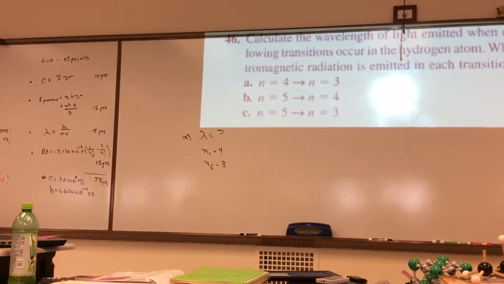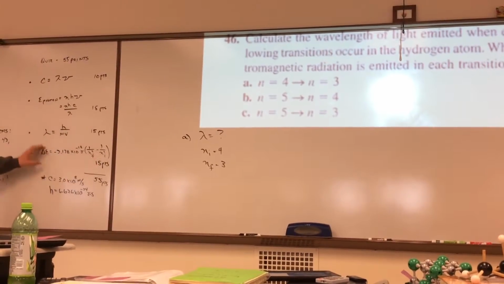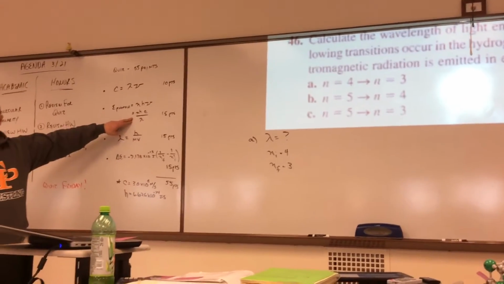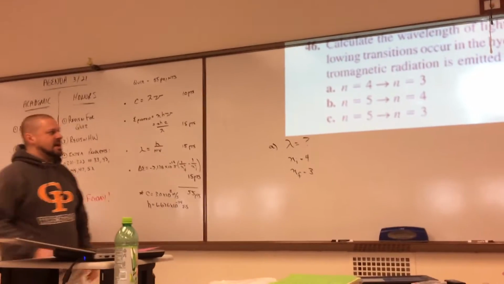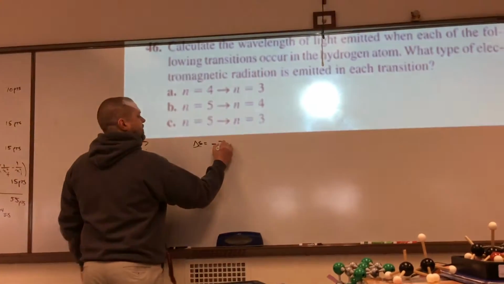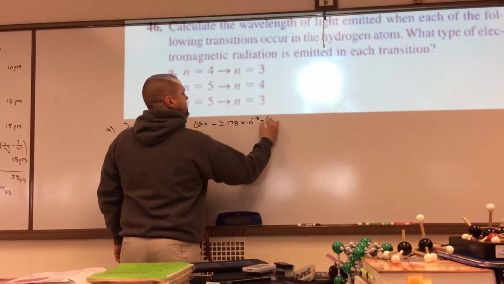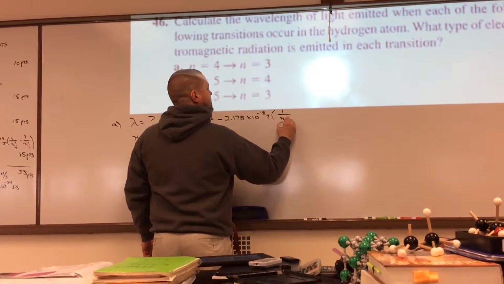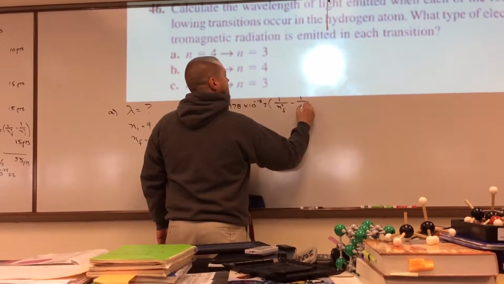So what we're going to do is solve this equation here, because that has N initial and N final in it. And that'll give us energy, and then we can get wavelength from using this. So these two equations can be tied together. A bunch of these equations can be tied together. So this is going to be delta E is equal to negative 2.178 times 10 to the negative 18 joules times 1 over N squared final minus 1 over N squared initial.